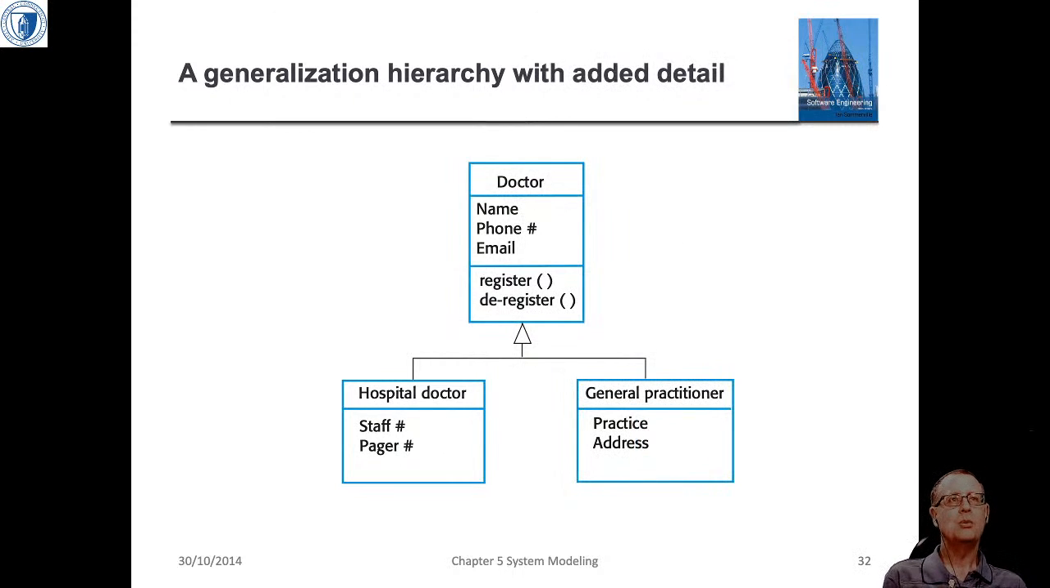And usually what you do with inheritance is you add some extra information, right? In the case of a hospital doctor, they are internal and you might have a staff number and a pager number. For a general practitioner or a primary care physician, they may not be internal to our hospital or our health facility, so you need to know the name of their practice and the address of their practice.